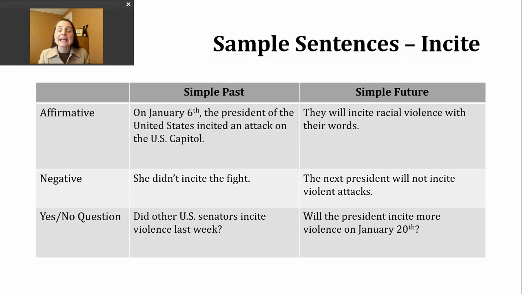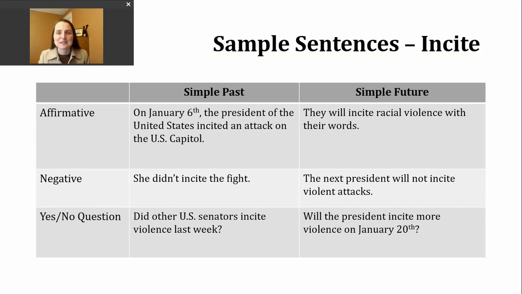Finally, if I want to make a question in the simple past tense, I'm going to start with did, then I'll have my subject, and then the base verb. Here's a question. Did other U.S. senators incite violence last week? I'll avoid giving my opinion to that question, but if you've had me in class, I think you know.